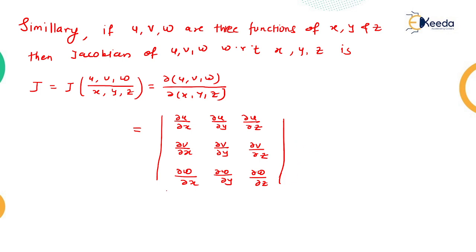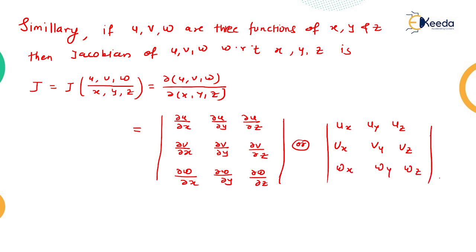Also there is another notation. You just write it in short form: in the first row the derivatives of u, that is ux, uy, uz; next vx, vy, vz; and next wx, wy and wz. Right, this is all about the definition of Jacobian. I hope you understand this.